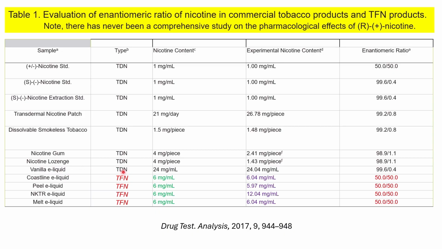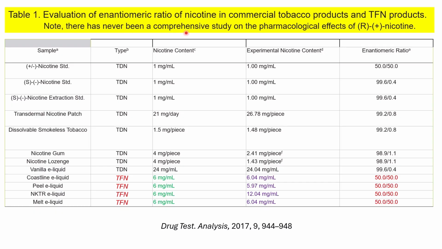It's a tobacco-derived product, claimed to have 24 milligrams per milliliter. We measured essentially 24 milligrams per milliliter. The enantiomeric ratio was at what you would expect, predominantly the S minus enantiomer with a small amount of the R plus. But then these new products that contain tobacco-free nicotine all claim to have 6 milligrams per milliliter as their concentration. But look over on the far right. These are the enantiomeric ratio. They're 50-50. So this 6 milligrams per milliliter was 3 milligrams of one enantiomer and 3 milligrams of the other enantiomer. Why is this a problem?